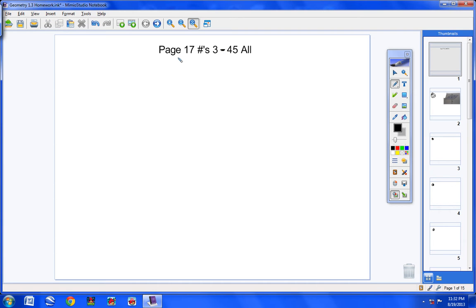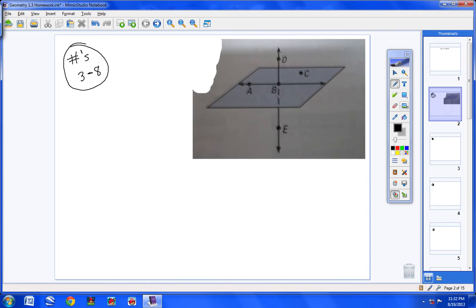Please open your books to page 17, and we're looking at numbers 3 through 45. Are you ready? Here we go. Let's start off with numbers 3 through 8. I am going to go fast. You can always rewind the video, but students, I know it's 43 problems. It is not that hard, okay? It's pretty easy.